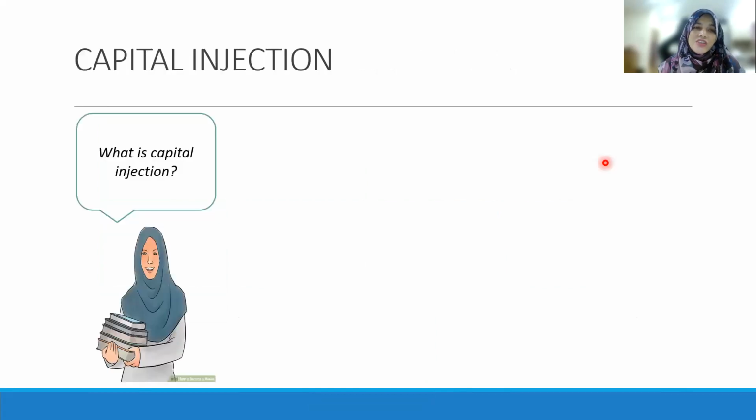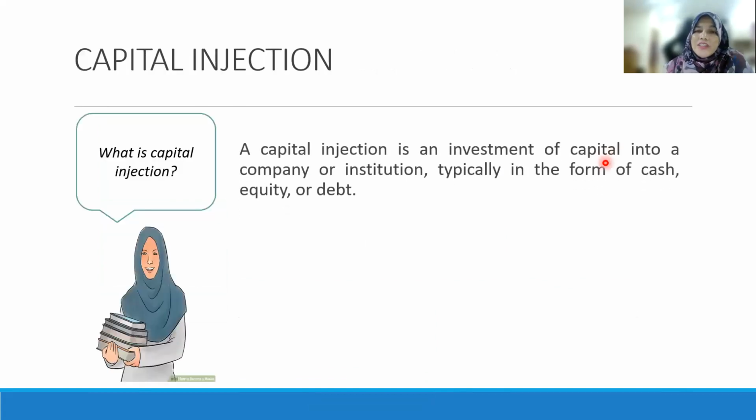What is capital injection? Capital injection is an investment of capital into the company or institution, typically in the form of cash, equity, or debt. Usually shareholders will put cash into the business, and that is known as capital injection. Or sometimes the shareholder can also put in equity.